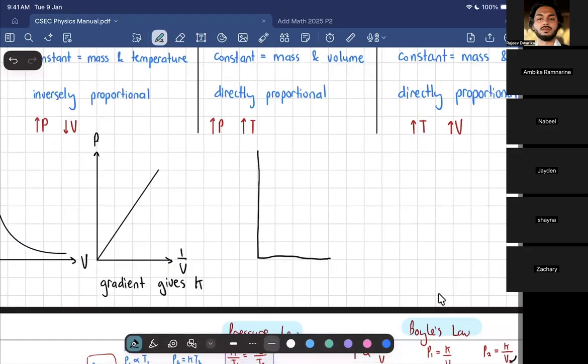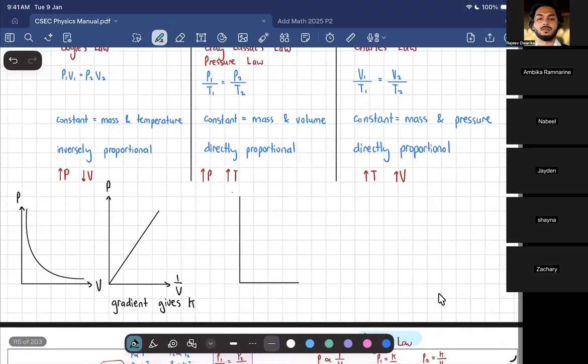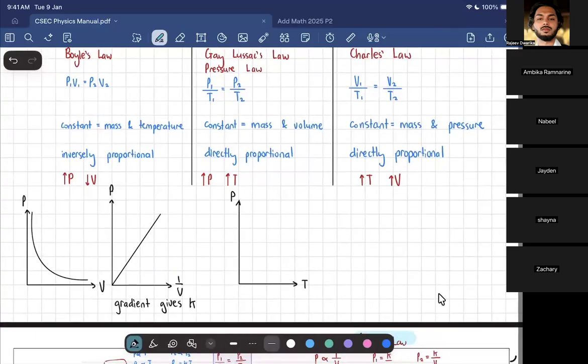Let's move on to this one now. So this is directly proportional, so it's a lot simpler. If I plot a graph of pressure versus temperature, I'm expected to get a what kind of graph? A curve or a line?